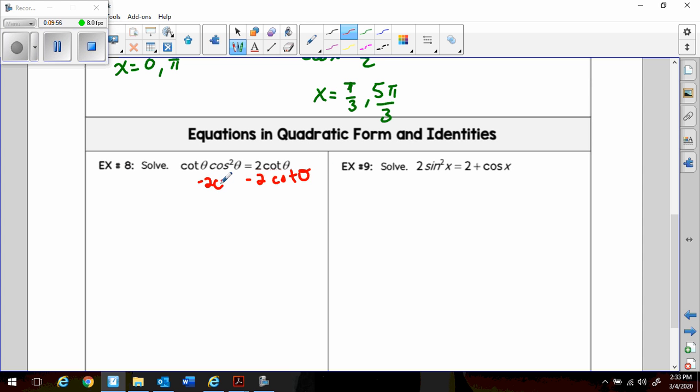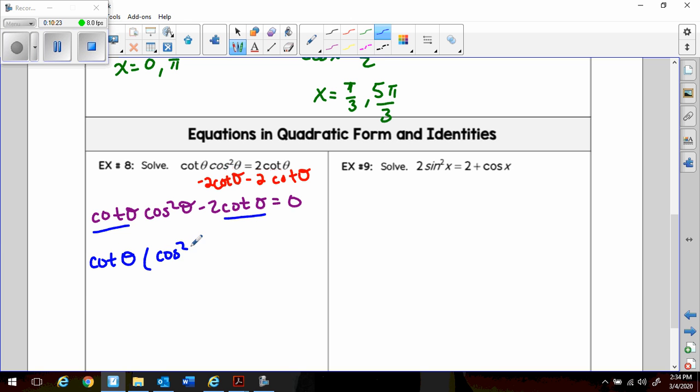Okay, I can't divide by cotangent, so you get rid of it. It's not a thing. So I'm going to have cotangent of theta cosine squared of theta minus 2 cotangent of theta equals 0, right? And I'm going to factor out the cotangent because it's in both. So I have cotangent of theta times cosine squared of theta minus 2 equals 0. Now I set each term equal to 0.